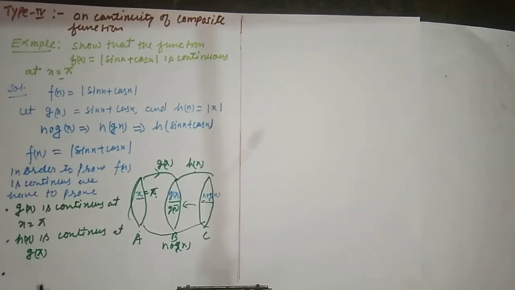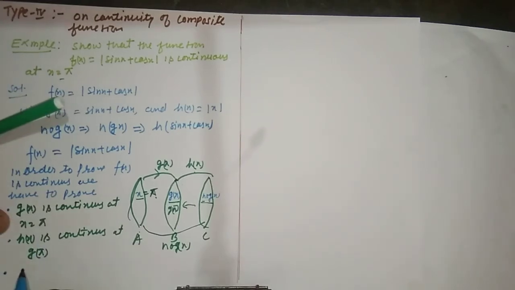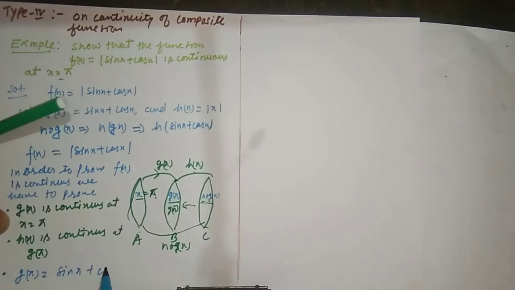Okay. So first we'll find the value of g(π). So g(π) is equal to sin π plus cos π. We can put in the values of sin π and cos π, so we get -1. Clear? Because we know that sin π is 0 and cos π is -1. So g(π) is equal to -1.